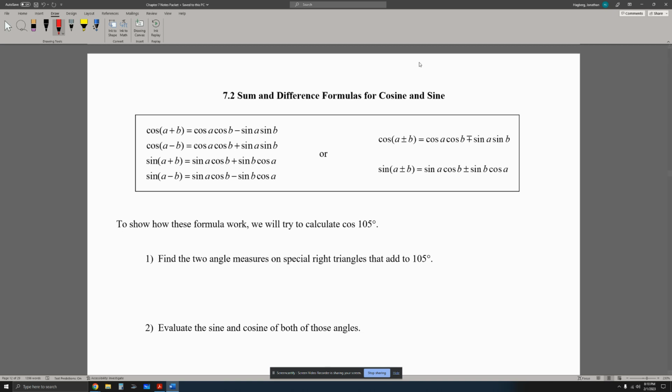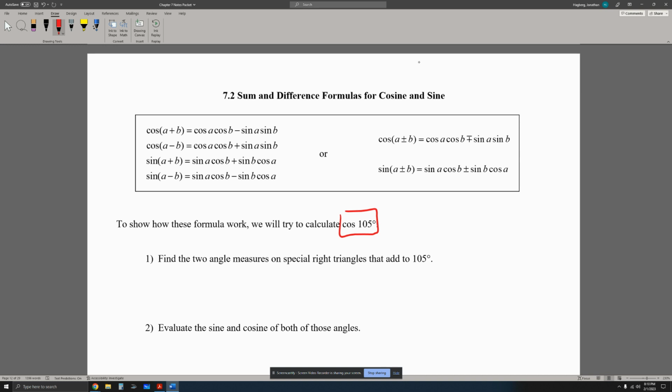Hi everyone. Today we're going to be looking at our notes for 7.2, sum and difference formulas for cosine and sine. Before we look at the formulas, I want to just consider the problem cosine of 105. Of course, we can evaluate this using our calculator, but today we're going to learn a technique for evaluating this without a calculator, finding the exact value.